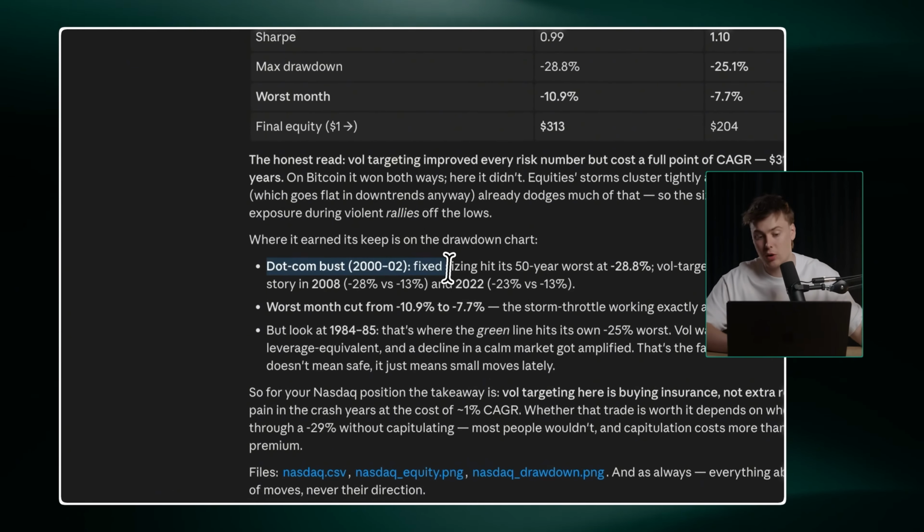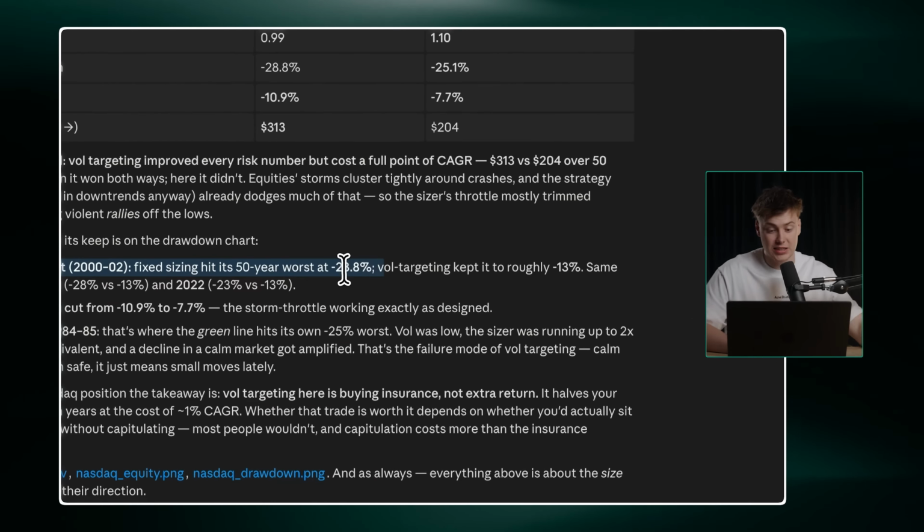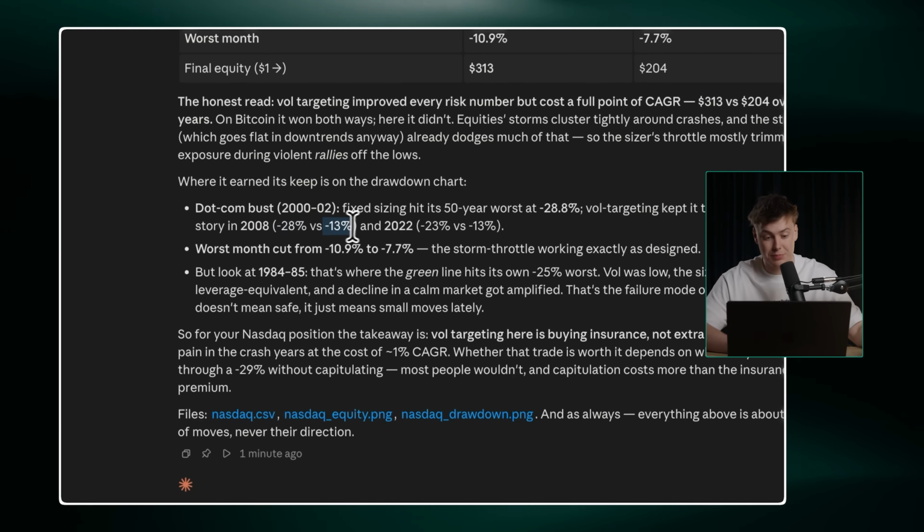However, it did earn its keep in some capacity because the goal of a fund is not to blow up. So in the .com bust, where fixed sizing hit its yearly worst at minus 28.8%, volatility targeting kept it to roughly minus 13%. Same story in 2008, 28% versus 13%, and 2022, 23% versus 13%. And its worst month was cut from 10.9% to only 7.7%.